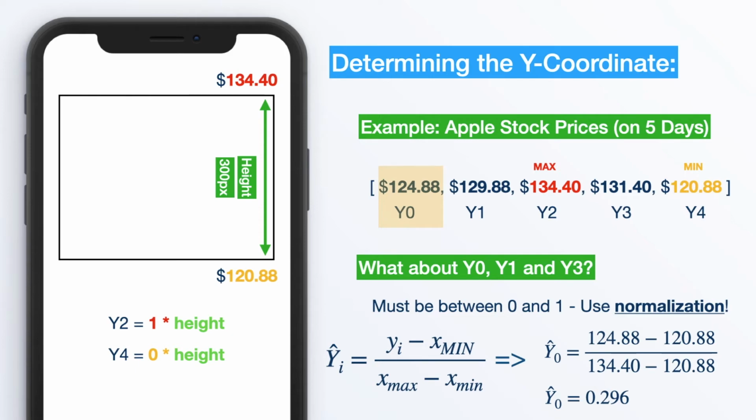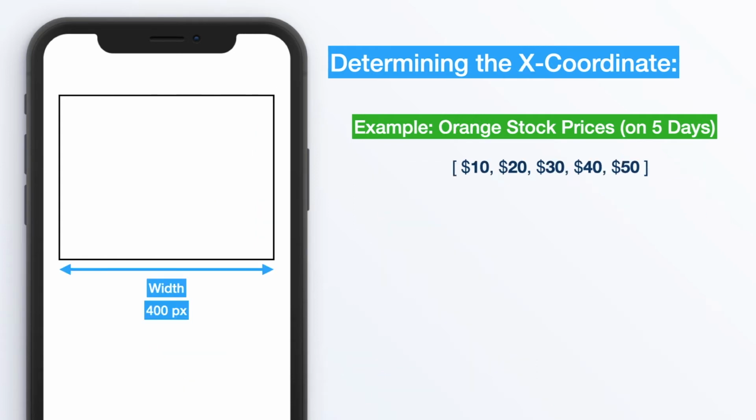So once we have this value, the 0.296 is our factor that we're going to use to multiply with the height. So with multiplying to the height, we know the exact y coordinate for that point. Similarly, you can do it for the other points, y1 and y3, and you can figure out what the y coordinate for each of these dataset elements are. So this is how we determine the y coordinate. It's not that tricky. So let's have a look at how we determine the x coordinate.